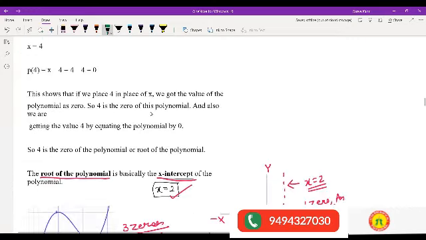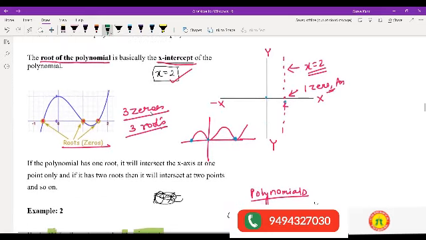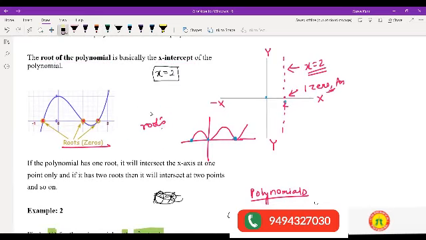So the next question here is roots. See, roots of the polynomial. How do you identify the roots? Roots are nothing but zeros only. So how many times does it cut the x-axis? If any graph is given to you, they'll ask to find the zeros, find the roots, or solution. They'll ask these 3 things: roots, zeros, or solution of the polynomial.